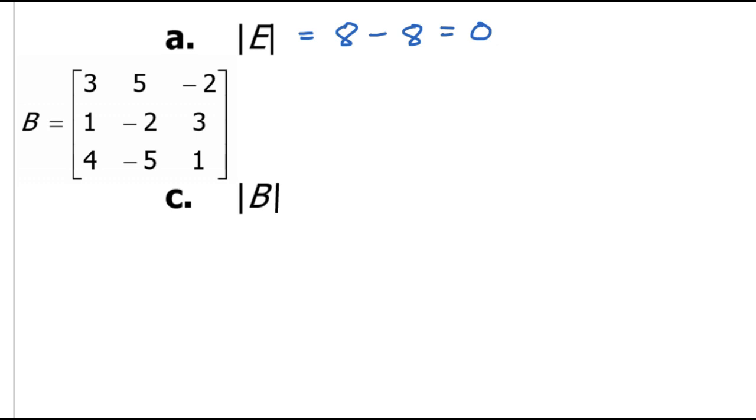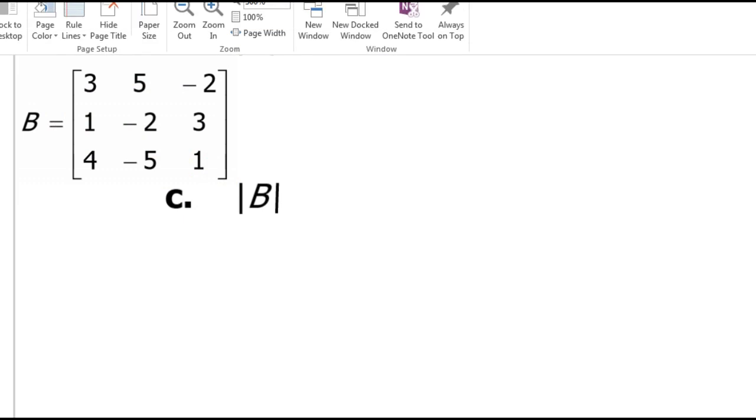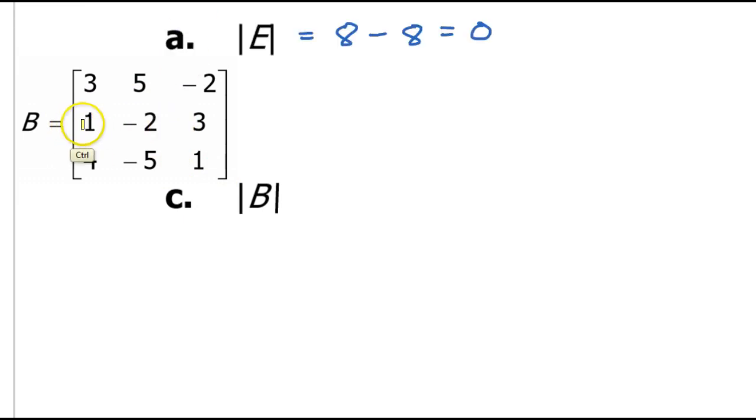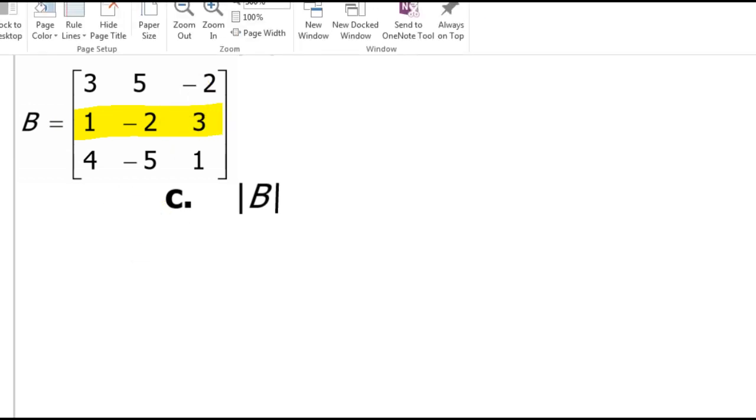All right, doing the determinant of a 3 by 3 matrix is a little bit more complicated. First thing you have to do is pick which row you're going to use. The smaller the numbers, the better. Ideally, there'd be a bunch of zeros and ones. I'm going to go ahead and pick the middle row because the numbers are relatively small. But you can pick whichever row you want.